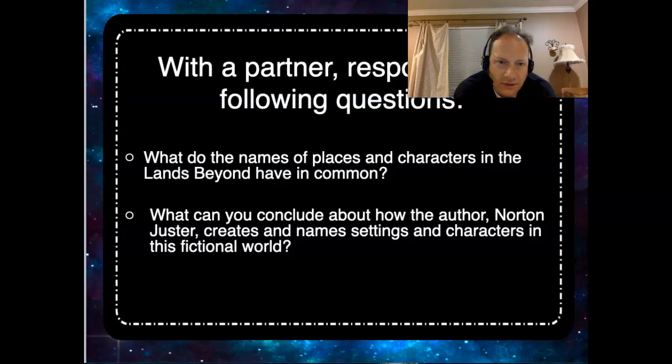Now, I know you're at home working on this, possibly, so you can talk to your parents or someone that's there with you. It says, with a partner, respond to the following questions. What do the names of places and characters in the lands beyond have in common? What can you conclude about how the author, Norton Juster, creates and names settings and characters in the fictional world? Now, what that means is, I want you to read that to yourself. Again, what can you conclude about how the author, Norton Juster, creates and names settings and characters in this fictional world?